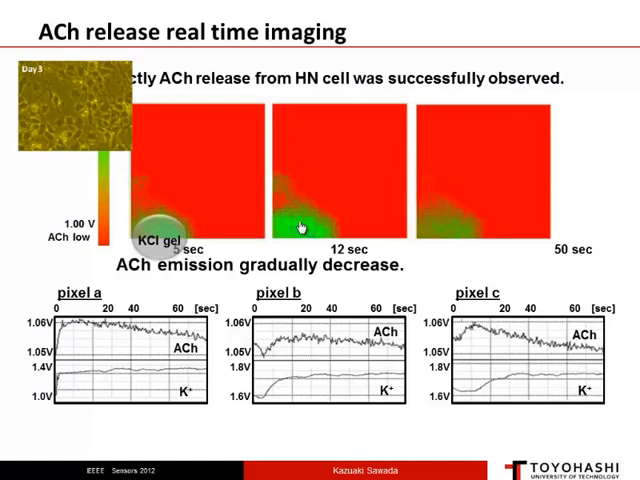So this result shows some possibility of the image sensor to catch acetylcholine communications. But we need further investigation using this image sensor, discussing with medical field researchers.